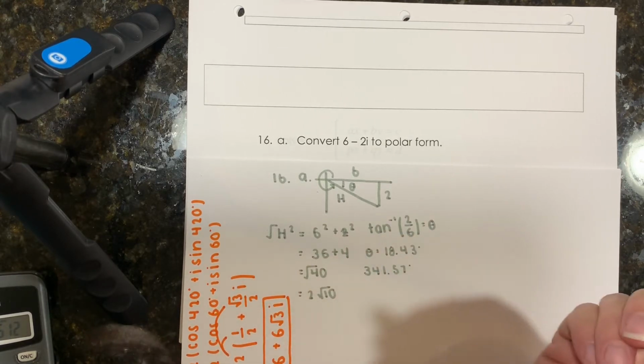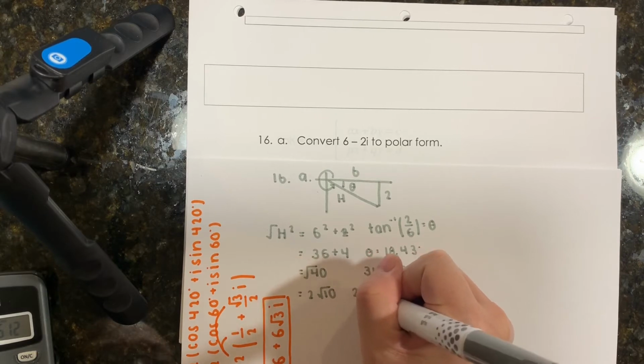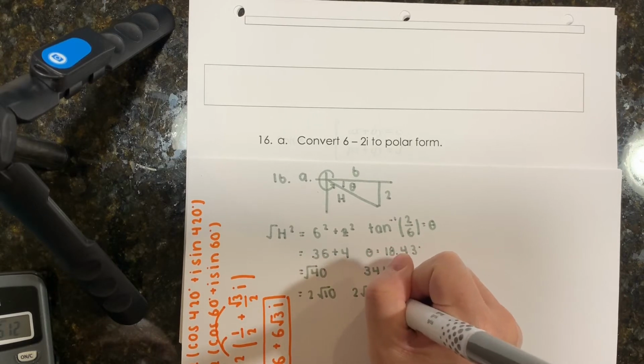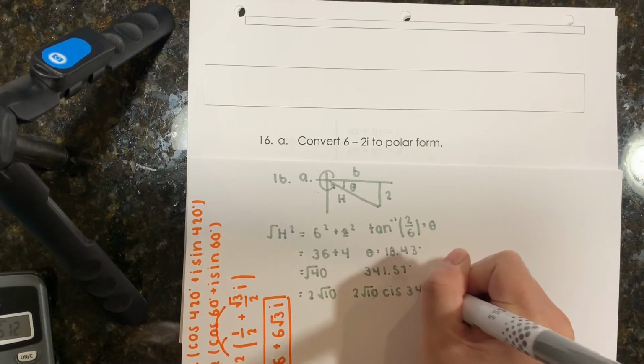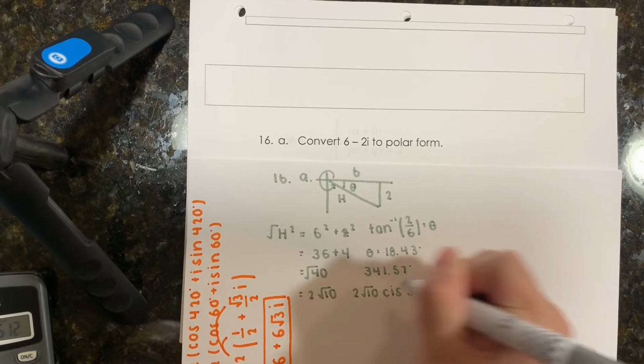341.57. And the way you write your answer is going to be slant, so hypotenuse 2 root 10, CIS, and then angle 341.57.